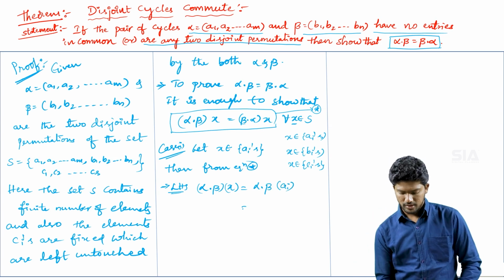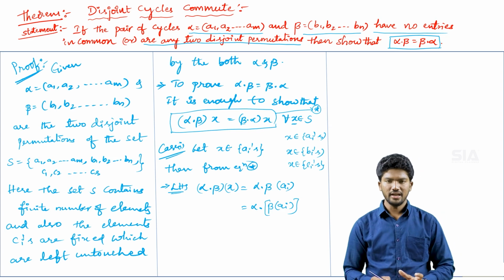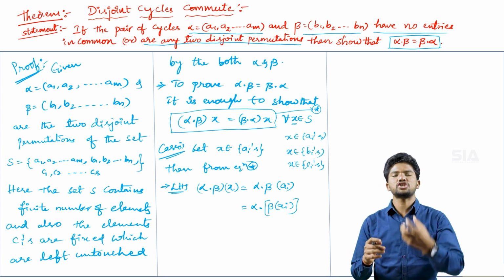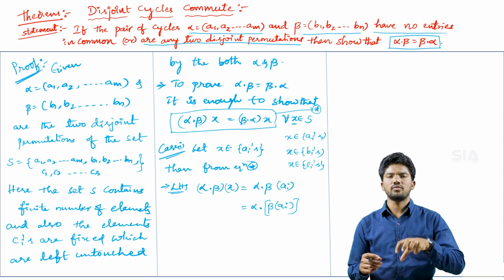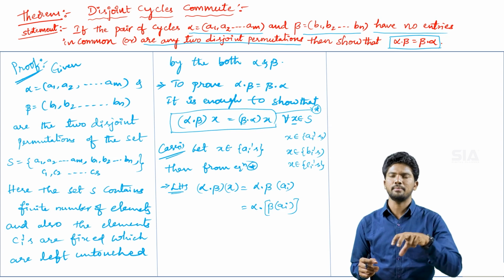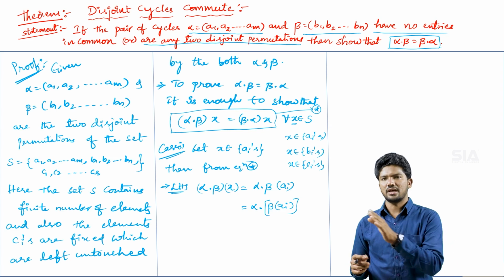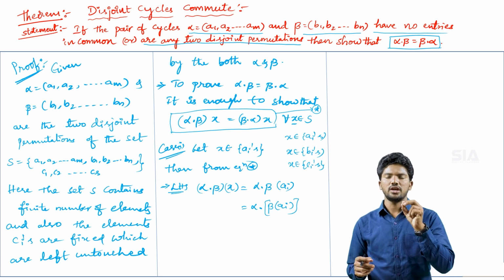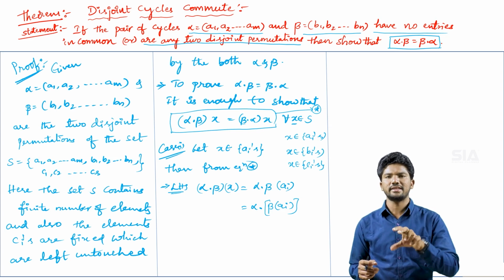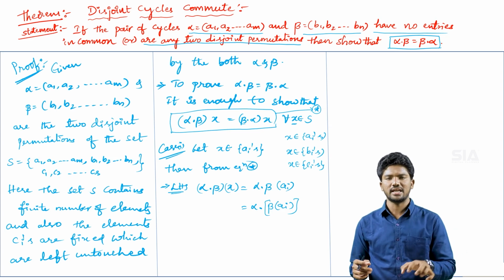So therefore alpha into beta, beta into a suffix i. Here beta is the one disjoint cycle. In that beta we have b1, b2, b3 up to some b suffix n. Only b elements are there in beta. There are no a elements and no c elements. So if you write only b elements, then beta will count them. Otherwise the rest of the elements are considered as constants.